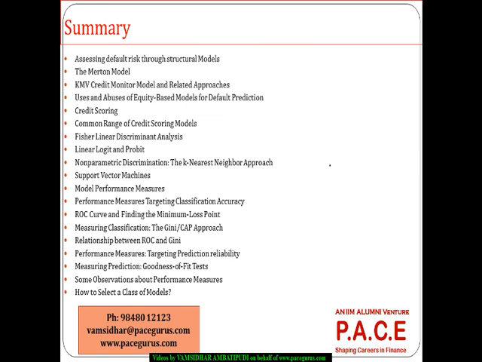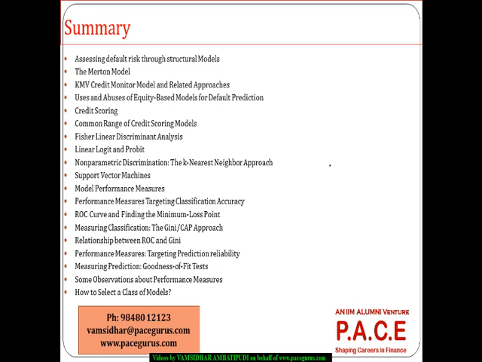I think we have covered almost every aspect. Initially, we started off with structural models which are equity based, where we looked at the Merton model and the KMV Credit Monitor. Then slowly moved towards the credit scoring models, where we talked about four major models: linear discriminant analysis, logit and probit, K nearest neighbor approach, and support vector machines. And after that we started seeing, now that we have built different kinds of models, how do I really evaluate and measure the performance of each of these models?